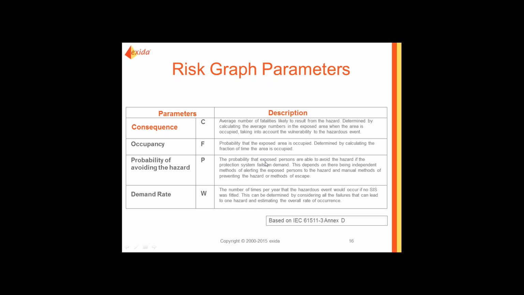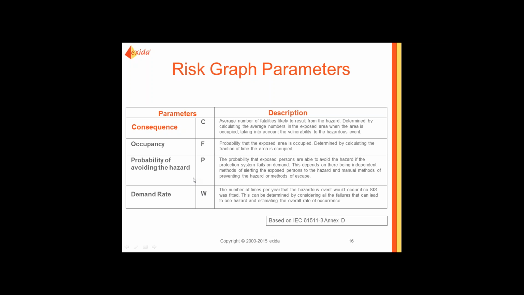From the occupancy point of view, what's the probability the exposed area is occupied? Again, that's determined by calculating the fraction of time the area is occupied. So if the area is going to be occupied for minimum amounts of time, especially if you're running batch, for example, if it's a batch process, it's not running continuously, it'll be running at various intervals, periods. And then how often do they need to be in there? Why do they need to be in there? Are they there for maintenance? Are they there as a result of a problem?